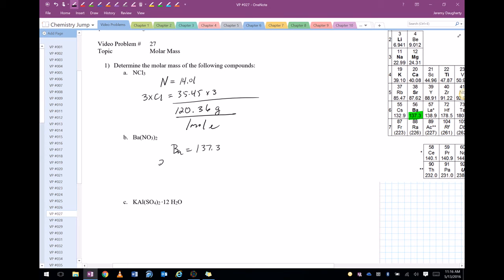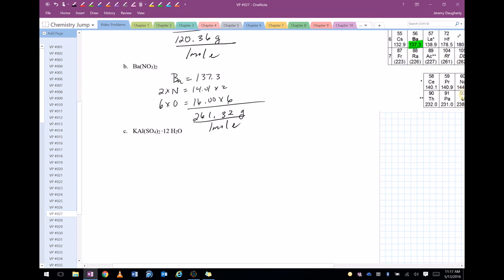I've got 2 nitrogens, so that's 14.01 times 2. We already have that one. Then I've got 3 times 2, which is 6 oxygens, so that's 16 times 6. And then I just add them all up. So it's 137.3, and be careful of order of operations. So we get a value of 261.32, and that's grams per 1 mole.